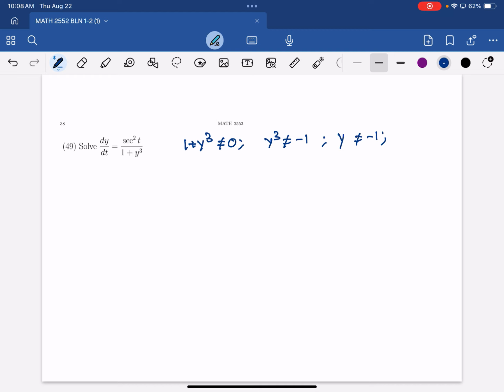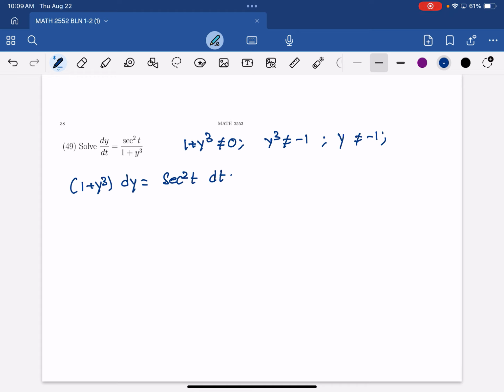So now its order is 1, dependent variable is y, independent variable is t. Now, is it linear or non-linear? Non-linear. Autonomous or non-autonomous? Non-autonomous. Luckily for us, it is variable separable. So you would go 1 plus y cubed dy is going to be secant squared t dt.